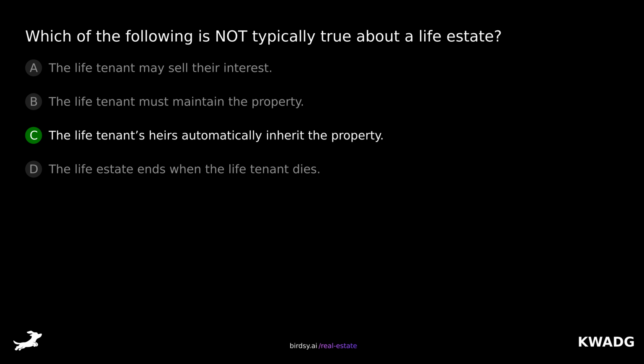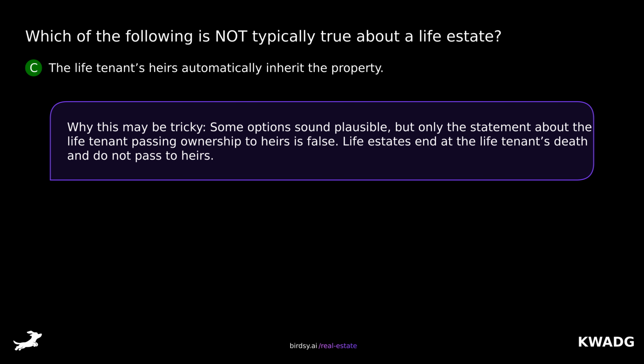The correct answer is C, the life tenant's heirs automatically inherit the property. Why this may be tricky. Some options sound plausible, but only the statement about the life tenant passing ownership to heirs is false. Life estates end at the life tenant's death and do not pass to heirs.